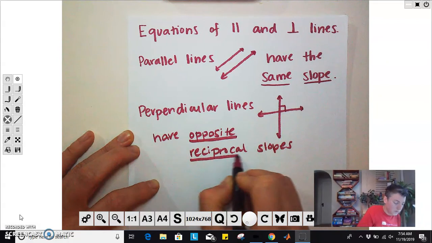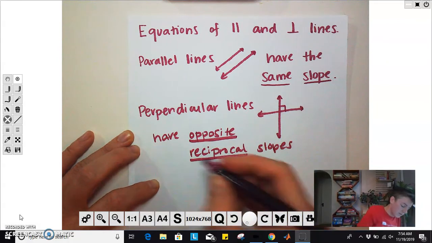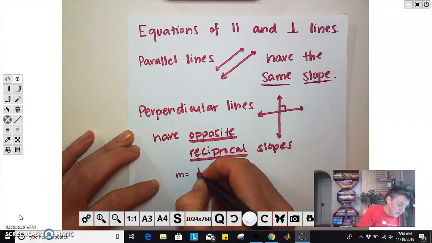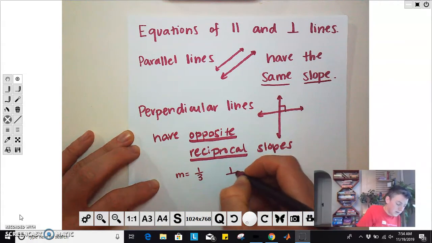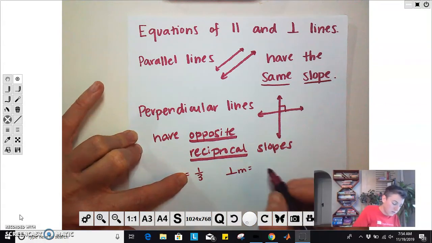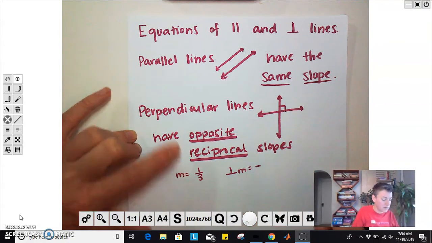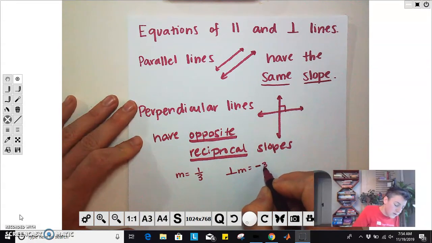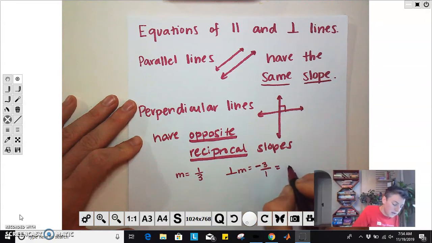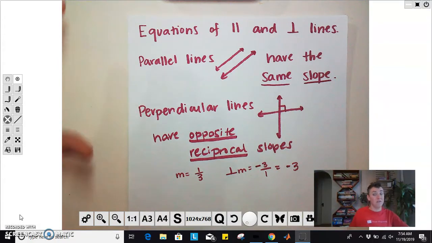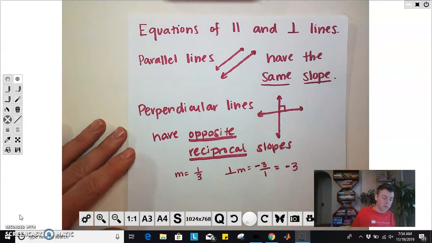Opposite reciprocal slopes. So for example, if I had a line with a slope of 1/3, the perpendicular slope would be opposite, meaning this one's positive, so my new one's going to be negative. And reciprocal, meaning I flip the numerator and the denominator, so -3/1 or just -3. Those are your parallel and perpendicular line slopes that you'll definitely need to know for tomorrow.